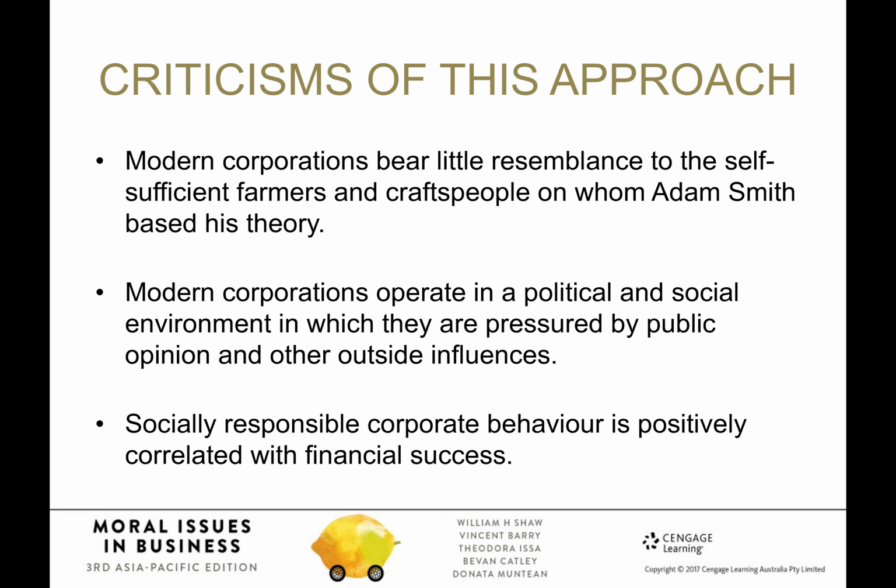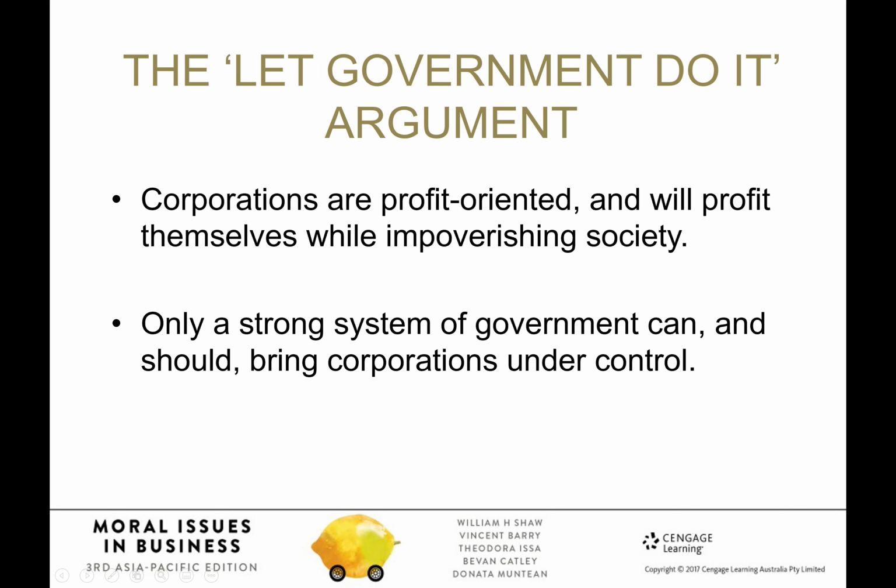So, first issue, the invisible hand argument, case before, for the case against. Second issue, let the government do it. Corporations need to be profit orientated. They will profit while they're impoverishing the society. Therefore, you need strong government regulation to bring corporations under control.